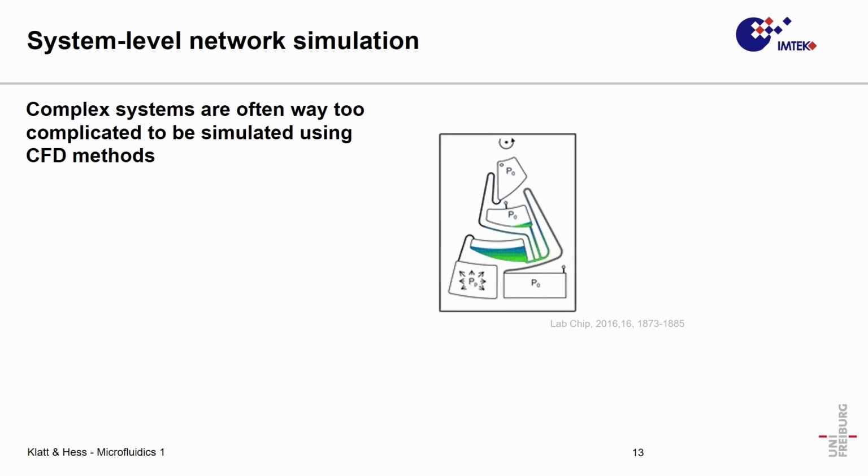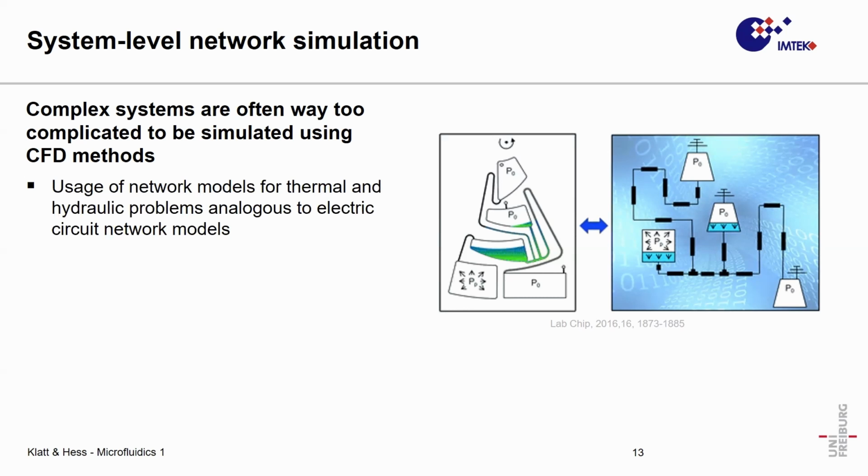And the idea here is that you use network models for thermal or hydraulic problems that are analogous to electric circuit network models. And this is illustrated on the right-hand side. Here you can see how the equivalent network model for this complex chip would look like. You can see the corresponding chambers, which you also saw on the left-hand side, and you can see that the channels are represented by this type of resistors. And this example illustrates quite nicely the basic idea of this whole approach, which makes it able to simulate even complex systems and study their dynamics.